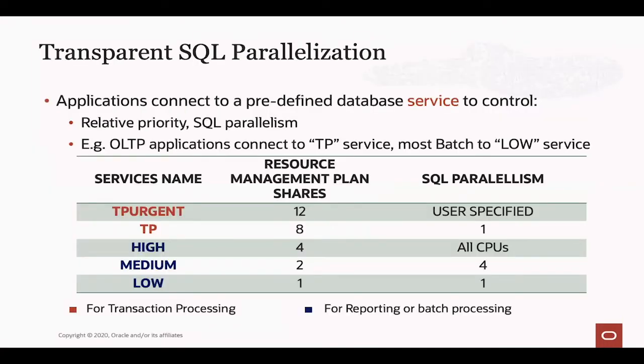So how does this parallelism work in the Autonomous Database? Well, it's controlled depending on the database service you use to connect to your Autonomous Database. Now, the Autonomous Database comes with 5 predefined services, 2 specifically for transaction processing, the other 3 for analytics, reporting, or batch processing. So let's look at the 2 that are for transaction processing. They're called TP Urgent and TP for transaction processing. And given the fact that they are for end user applications, where we're looking for very quick response time for queries, they don't run in parallel. They run serial because they're accessing, remember, just a small number of records inside the database.